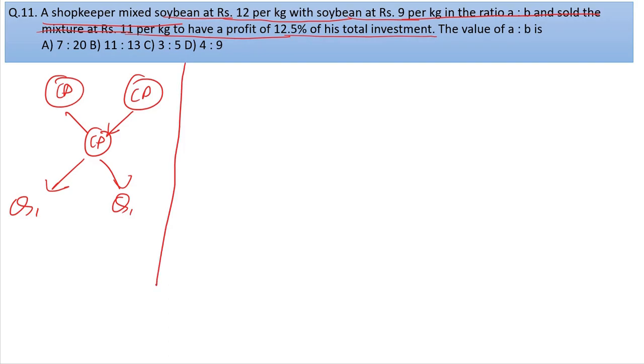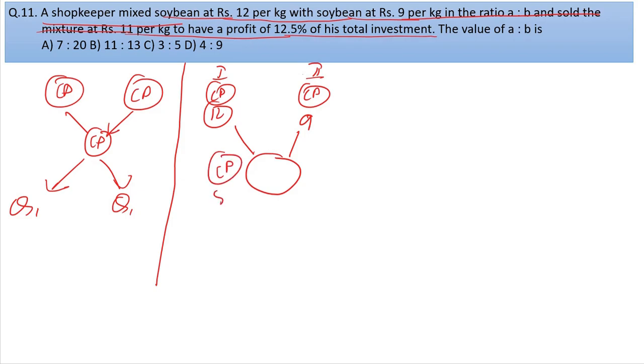So let's use this. In the first case, the cost price is rupees 12 per kg. Then in the second item, the cost price is rupees 9 here, but we are not given the cost price, we are given the selling price. The selling price is rupees 11 per kg, so we cannot put 11 here because it is the selling price. We need to put the cost price, so putting 11 here is going to be wrong.